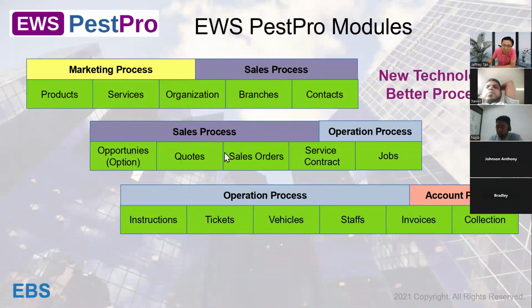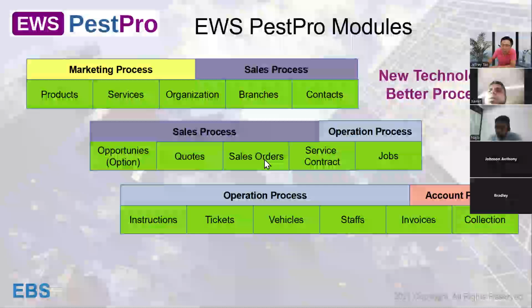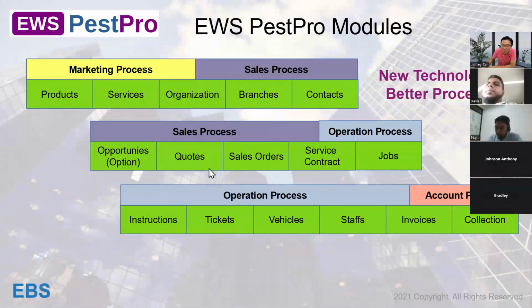After that, if your customer agrees on the quotation and wants to place the order, you can create a sales order inside the system. You just click a button, it will copy all the details from the quote to the sales order. And next is the operation guide. The operation guide will provide the service to your client based on the service contract and the job module. In the job, you can set the schedule of when you want to visit which customer, and the location.